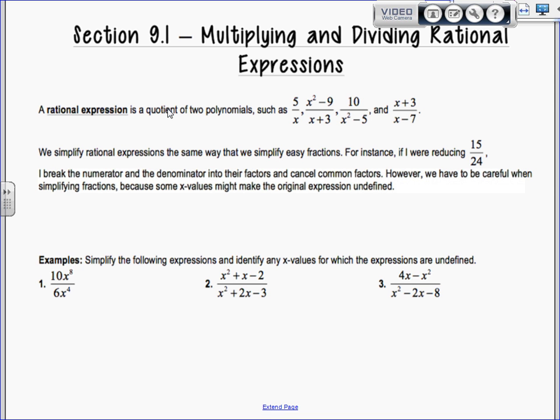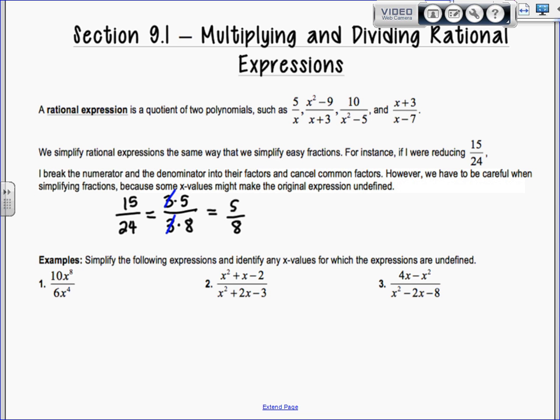So if I was going to reduce 15 over 24, I think about the factors that go into both 15 and 24. So 3 goes into both of them. So I think of 15 as being 3 times 5, and 24 as being 3 times 8. And then I reduce out by 3. I divide the numerator and the denominator by 3, and I end up getting 5/8. Okay, so that's what we're going to be doing today. We're going to be thinking about the factor that goes into both of them. We're going to be reducing out by the factor.